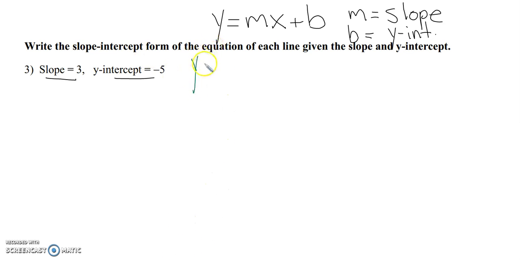Okay, so we have y equals m, which is our slope 3, and our y-intercept is -5. So even though this is a positive here, this sign depends on the sign of the y-intercept. So this is 3x minus 5.